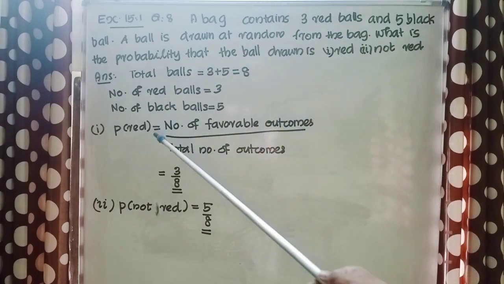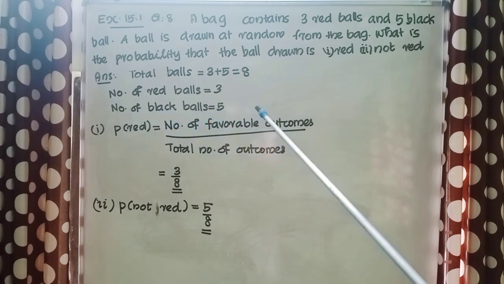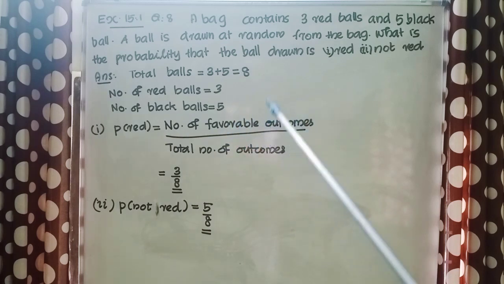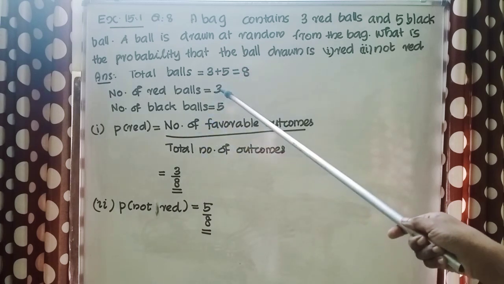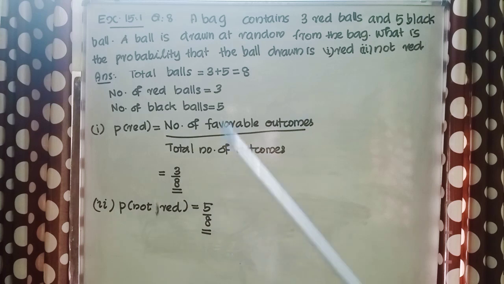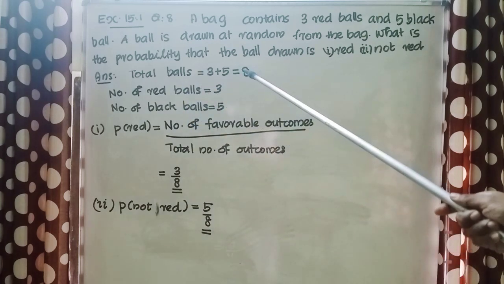First question, probability of red. The formula is number of favorable outcomes by total number of outcomes. So that is equal to 3 by 8. Then second question, probability of not red. Not red means it is black. So the answer is 5 by 8.